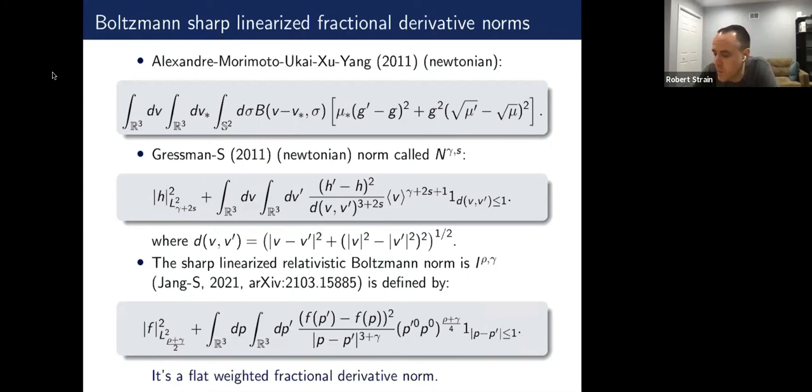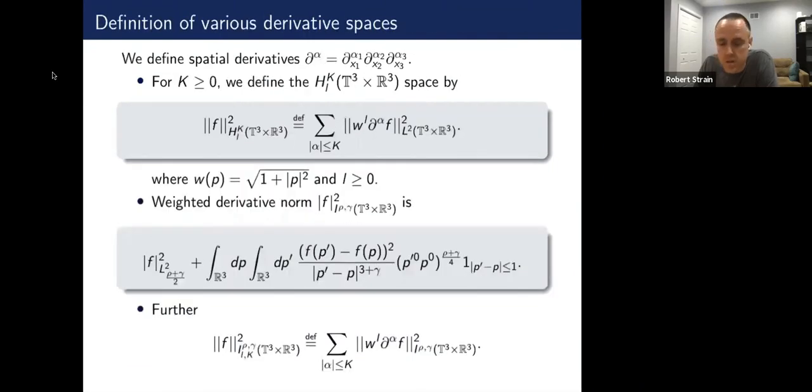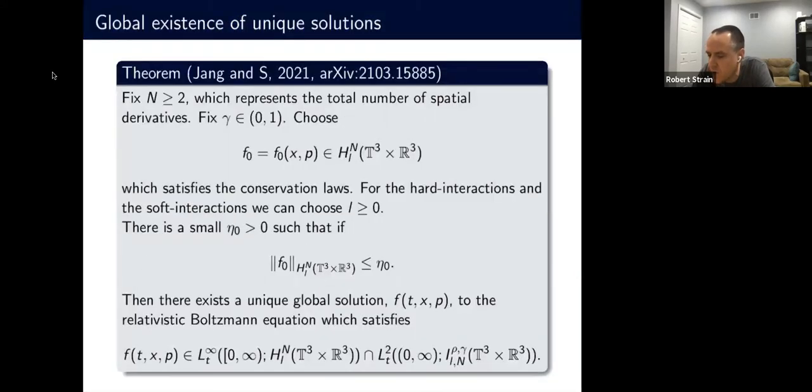The difficulties for the Newtonian Boltzmann equation were, in some sense, largely characterized by the geometry of the diffusion, and the difficulties in the relativistic case that we've recently resolved are different because the diffusion is flat, but there's no cancellation lemma, so there are problems establishing estimates using cancellation not related to the geometry of the diffusion. Okay, so you can define a bunch of standard Sobolev spaces, let me not dwell on that. And then we can prove the global existence of unique solutions.